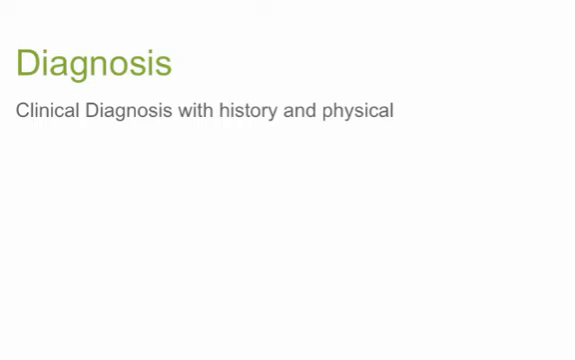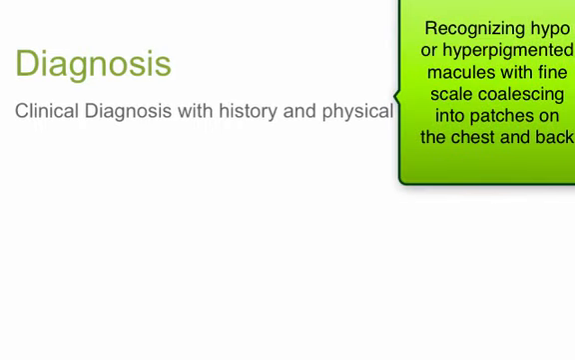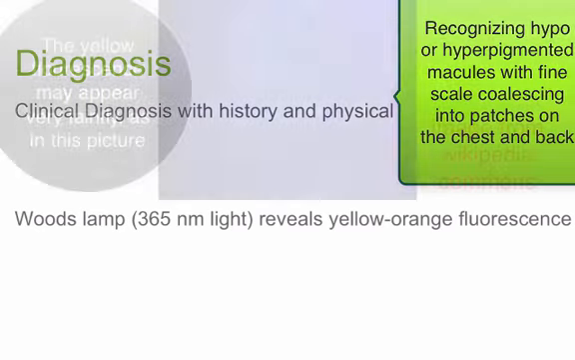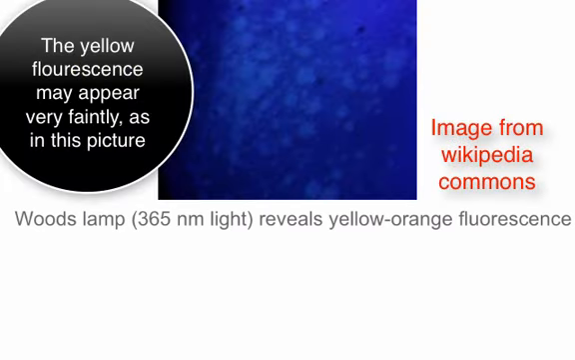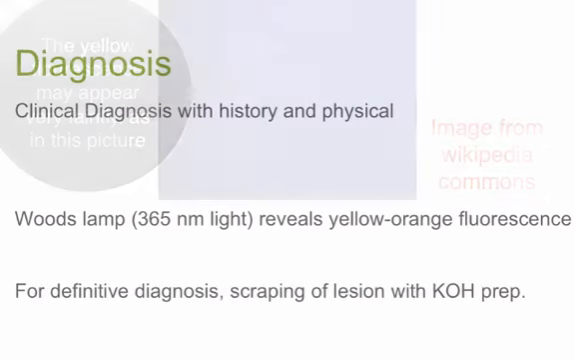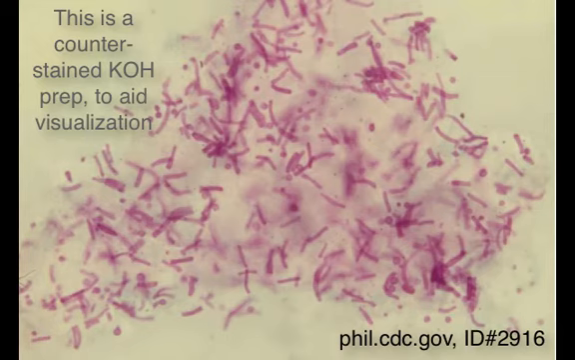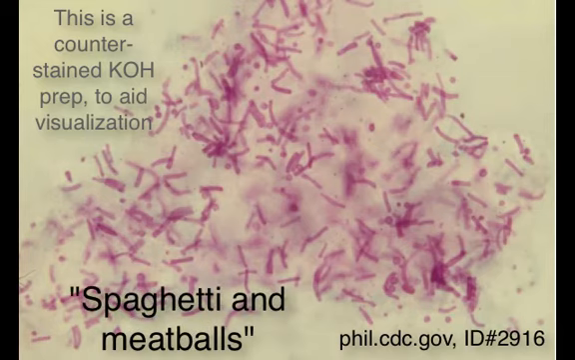The diagnosis of tinea versicolor is most commonly made clinically. Diagnosis may be supported with a yellow-orange fluorescence that occurs when you examine the affected skin underneath a Wood's lamp. It may also be confirmed with a microscopic examination of affected skin, which has been prepared with a KOH prep. The fungi have a characteristic spaghetti and meatballs appearance, with a mixture of round yeasts and short hyphae mold forms.